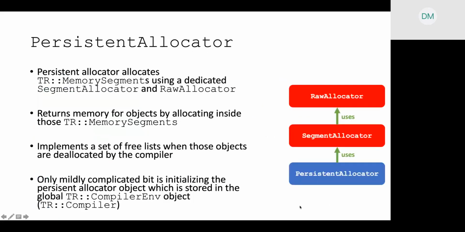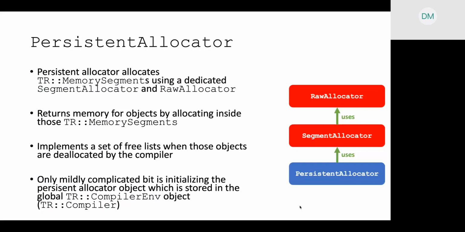Right. So that's the allocation scheme that sits underneath region. Then there's the persistent allocator. The persistent allocator is its own little beast. However, it kind of looks the same. It uses a segment allocator, and that has its own RawAllocator. The persistent allocator allocates space for individual objects, and it maintains a free list of those objects for when they're deallocated. So we're not talking about segments now. We're talking about smaller chunks of memory that are used to allocate individual objects persistently.